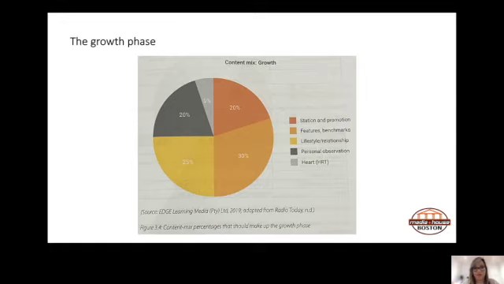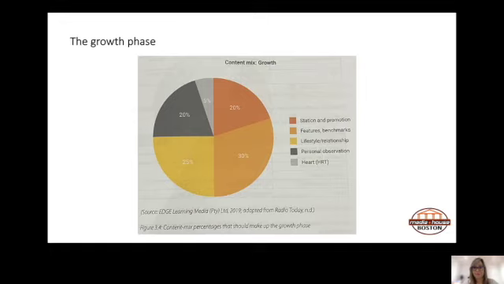Now if we look at the breakdown, our station and promotion is now on 20%. Our feature and benchmarks is on 30%. Lifestyles or relationships is on 25%. Personal observation is on 20%. And now we have a new one that came in, heart, okay?